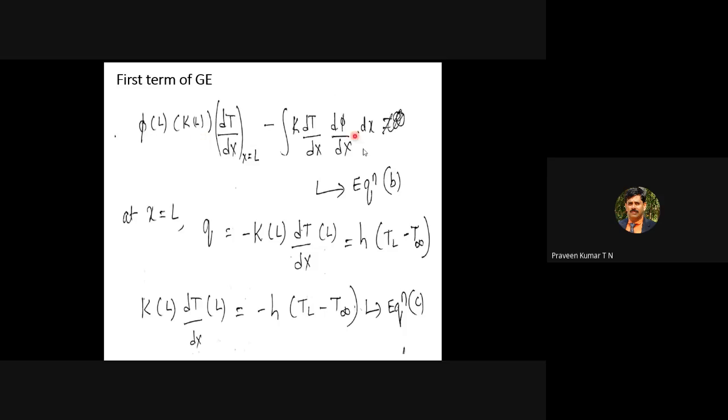So now if you go further, I am considering the second term. The first term we are retaining. This term becomes 0. Minus, we have three terms here, 1, 2, 3. So the second term vanishes. We end up with only two terms. Same thing is shown here. This is the first term and the second term is 0. This is the third term. Now we have phi of L into k of L into dT by dx at x is equal to L. I am concentrating only on this part.